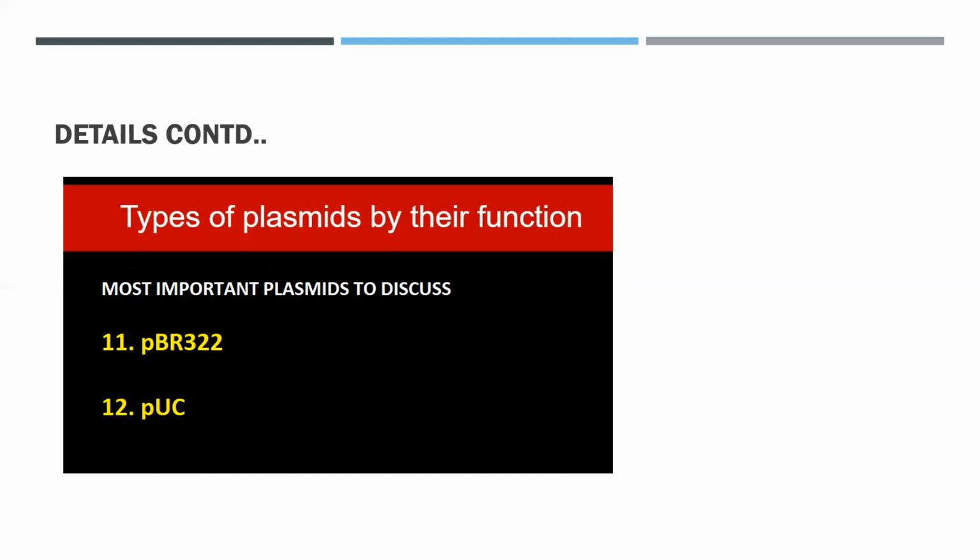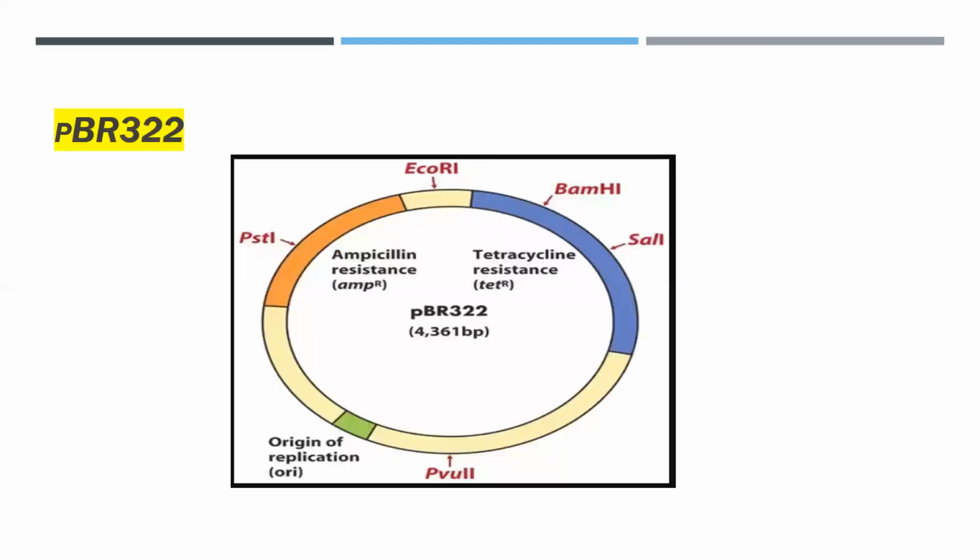Next, types of plasmids by their functions. The most important plasmids are pBR322 and pUC plasmid. This is a very important plasmid. First one is the pBR322 plasmid. Look at here. This is the pBR322 plasmid.